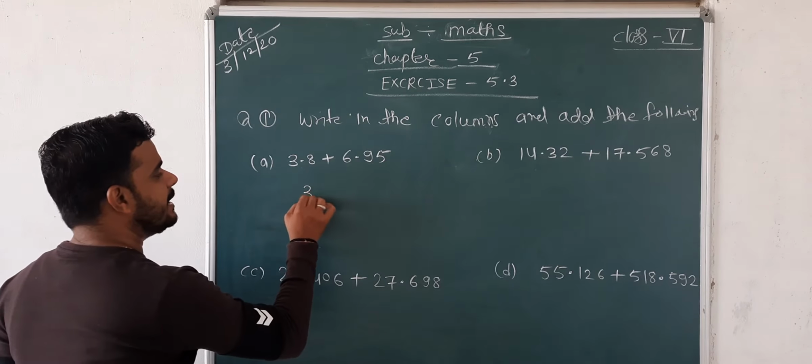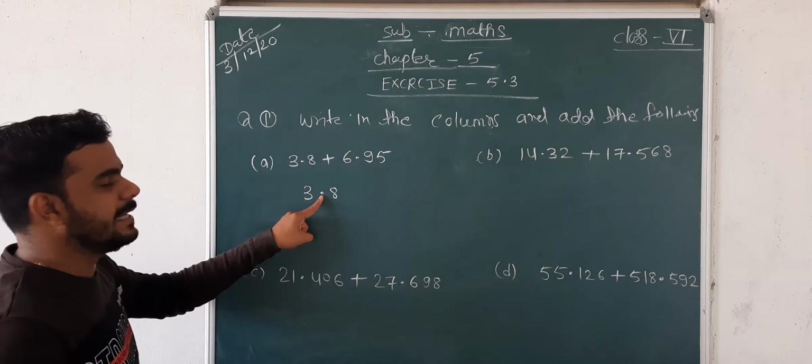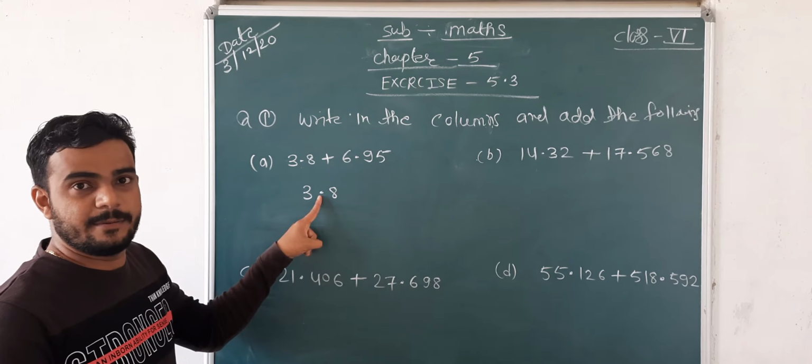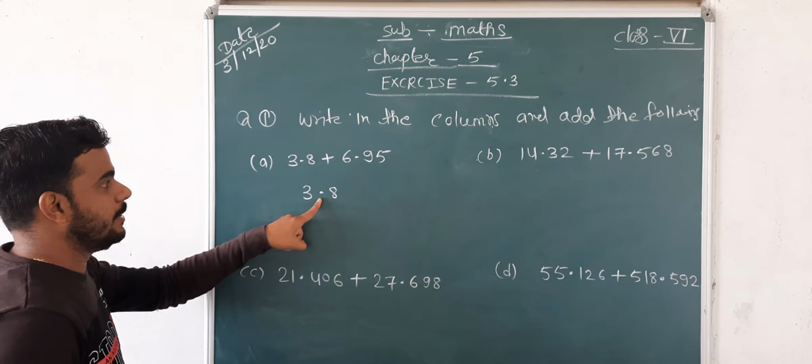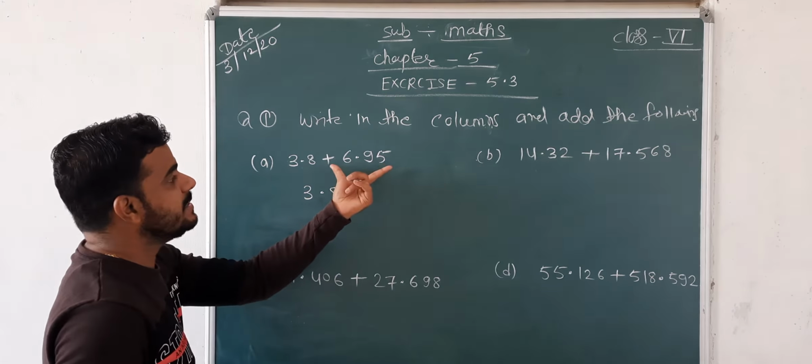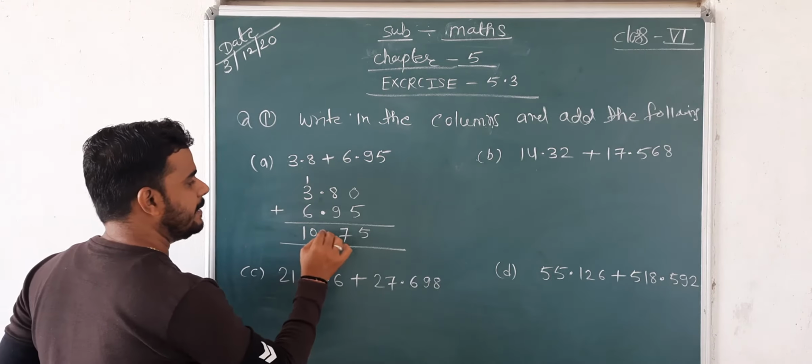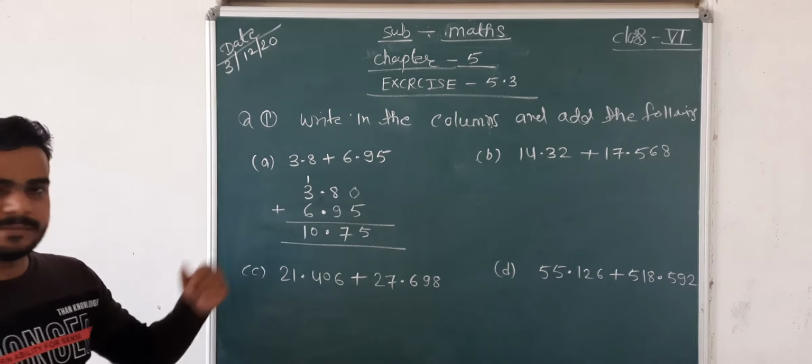The first number is 3.8 and the second number is 6.95. In front of the decimal, you just put the decimal. First number is 6, then 6 here, 9, then 9 here, afterwards 5 here. In the blank place, you just put the 0 and you add. 0 plus 5, it means 5. 8 plus 9, 17. Carry 1. 6 and 3, 9 and 1, 10. And the point as it is. So this is your answer.